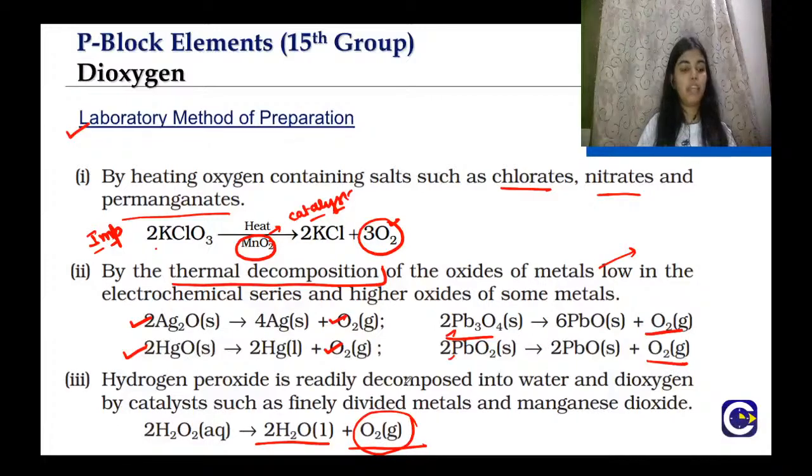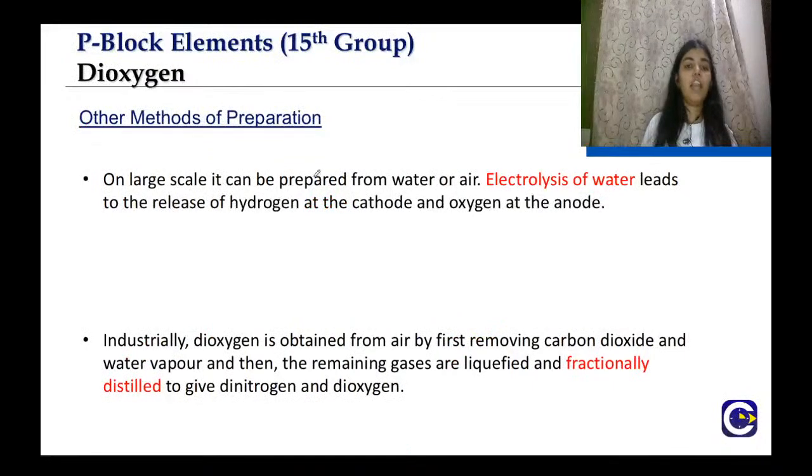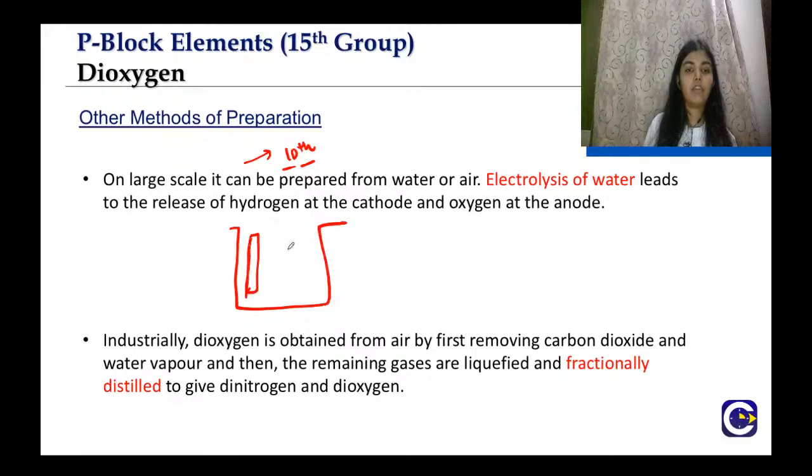Now we will move on to the next. On a large scale, it can be prepared from water or air. You must have done it in class 10th, right? The first chapter, electrolytic decomposition basically. So there was electrolysis of water, right? One acts as cathode and one acts as anode. In electrolysis, the anode is positively charged and the cathode is negatively charged. If you take water as the electrolyte and pass electricity, hydrogen will be produced at the cathode and oxygen will be produced at the anode, right?